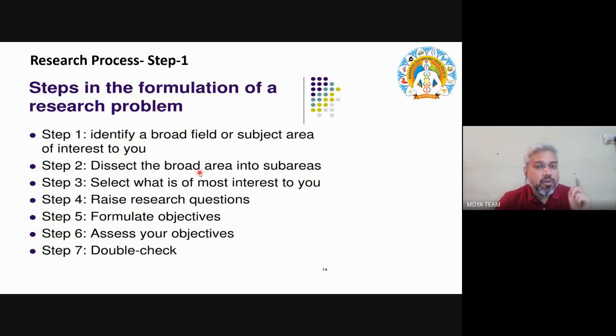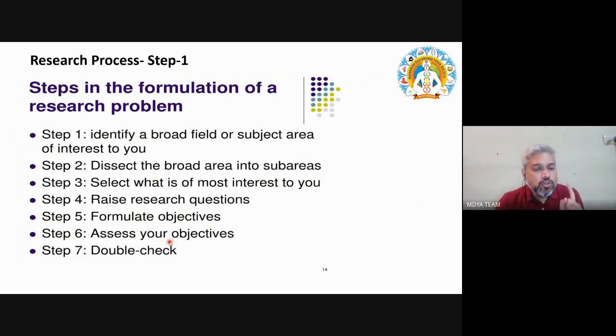Second is dissect the broad area into sub areas. When you identify your broad subject area, you dissect it into sub areas. Third step, select what is of most interest to you. From the sub areas you choose your most interesting area, right? From there you use step 4, raise the research question. Now you formulate a research question, and then formulate objectives. After raising your questions, in the fifth step, formulate objectives.